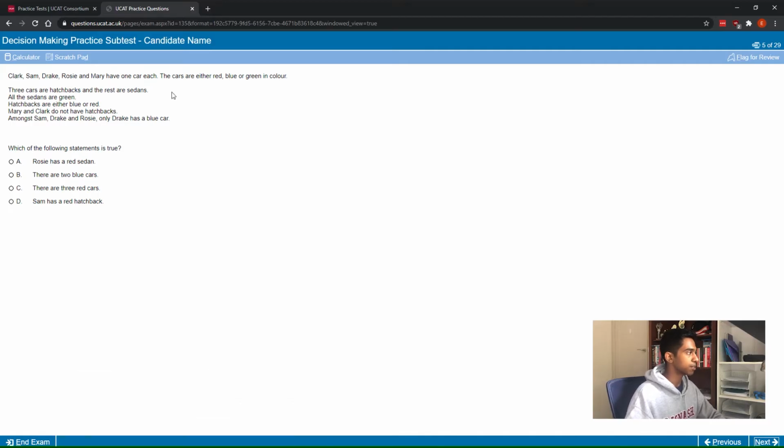So this is a logic puzzle, and this question type often requires you to do some working out. So this is something that I definitely use the noteboard a lot for. So what I would do is I would definitely write some working out on a piece of paper for this question. So I'm reading: Clark, Sam, Drake, Rosie, and Mary have 1 car each.